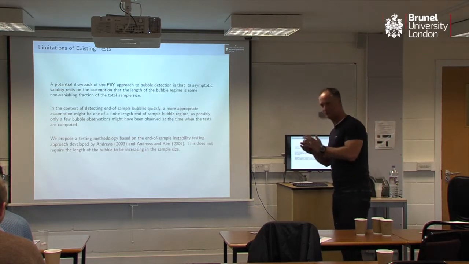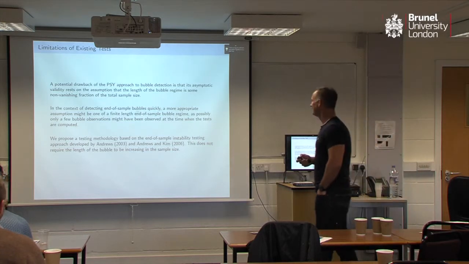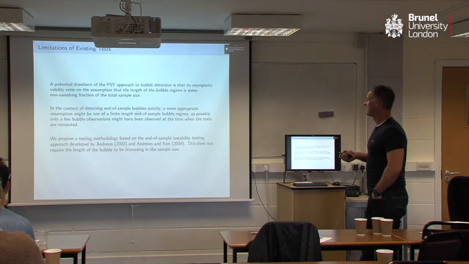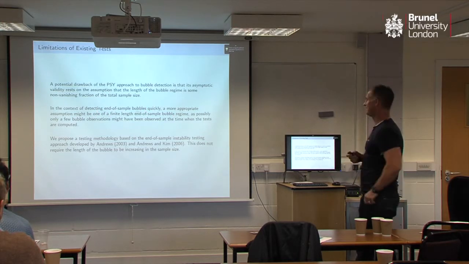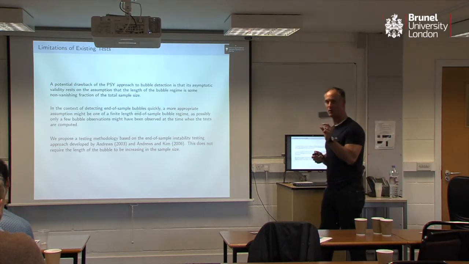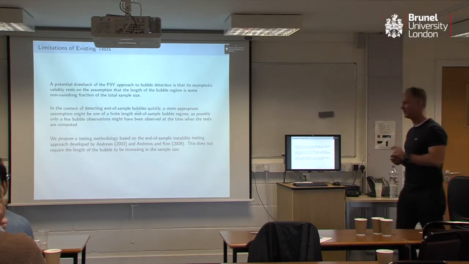So, you know, I have cut out huge amounts of what they actually do. Okay. Now, if you want to detect end-of-sample bubbles quickly, we think saying it's a finite length at the end is a more sensible thing to do. So therefore, what are the best tests that we know about in the literature that you would use to try and pick that thing up?